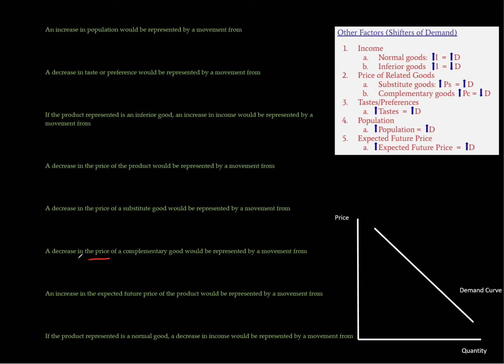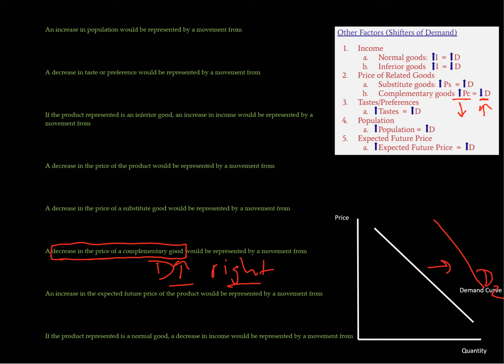A decrease in the price of a complementary good. Let's just go straight to our shifter list. If the price of a complement goes up, demand goes down. So that means if the price of a complement goes down, demand must go up. So when demand goes up, it moves to the right. That's always true. Demand increases, that's to the right. When demand decreases, it's to the left. All right, so that's simple.